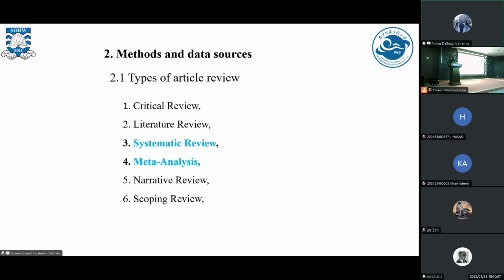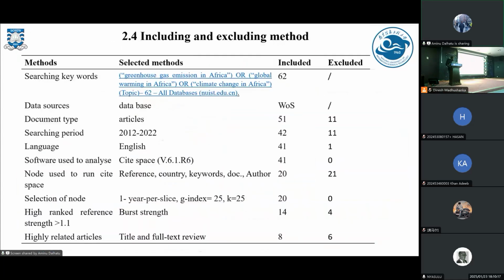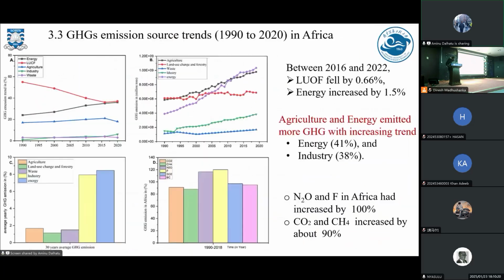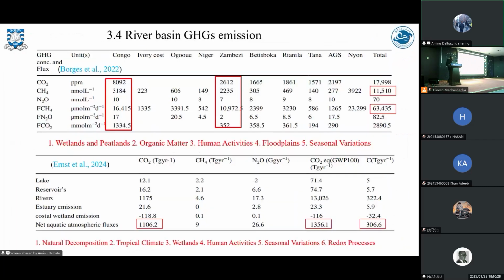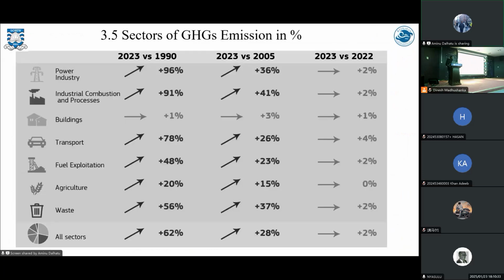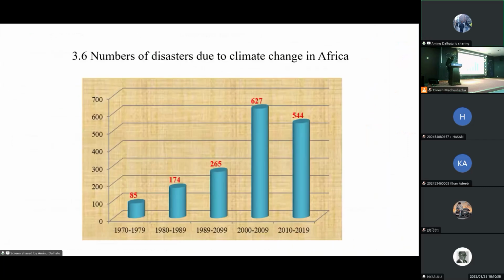Can you go to the slide containing the number of disasters due to climate change and figure, please? Like 17, maybe the number 17 slide. The bar chart. Next slide. The bar chart showing the number of disasters. Here we can see that the number is increasing, right?